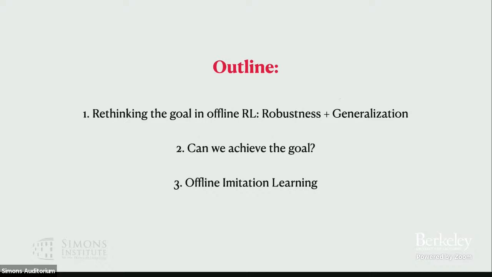So in terms of outline, first I will talk about what are the goals that we potentially want to achieve in offline reinforcement learning. And then we will talk about an algorithm that achieves this goal. And in the last part of this talk, I will switch to a slightly different setting called imitation learning or inverse reinforcement learning, where you don't have reward signals anymore, but you may have some high quality demonstrations together with a large offline data set.